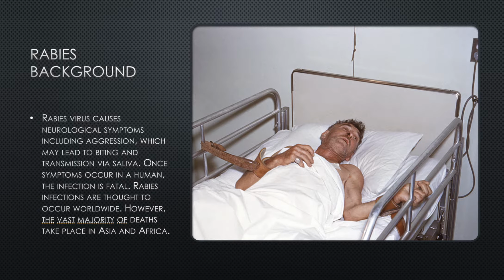So a bit of background about rabies. Rabies virus causes neurological symptoms including aggression, which may lead to biting, with transmission via saliva. When symptoms occur in a human, the infection is fatal, and rabies infections are thought to occur worldwide. However, the vast majority of deaths have taken place in Asia and Africa. And in that picture you can see a rabies patient who is obviously tied to the bed due to his aggressive behavior, most likely.